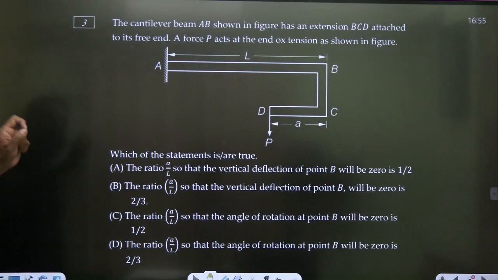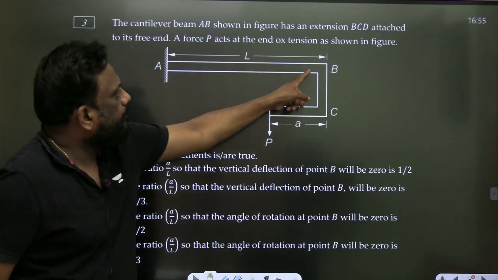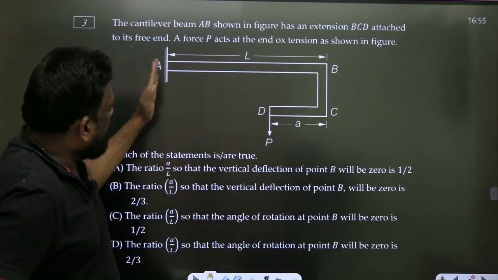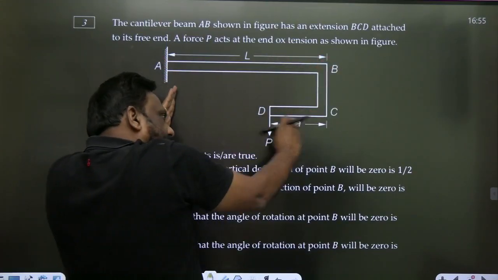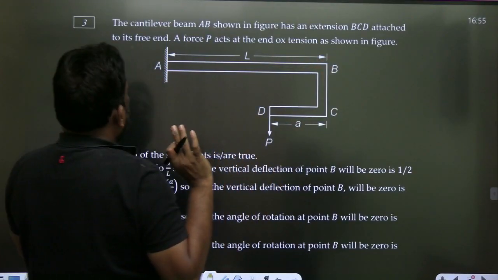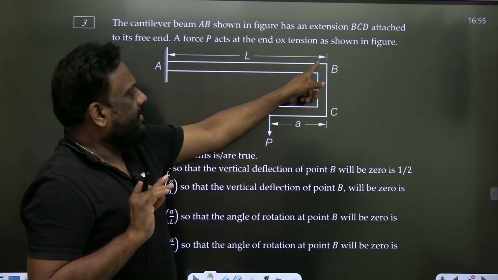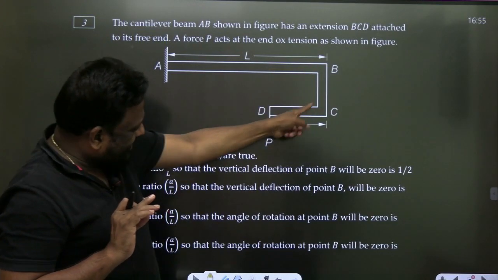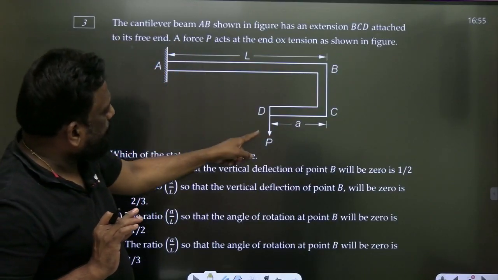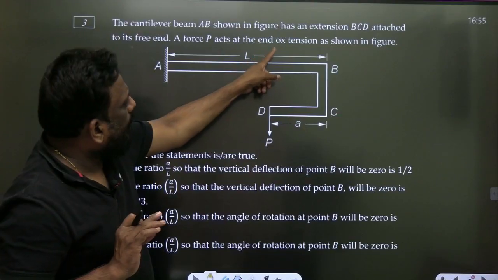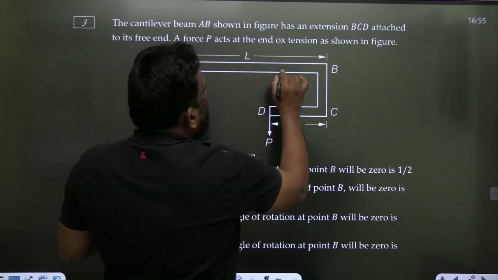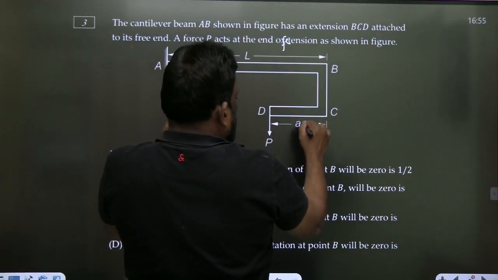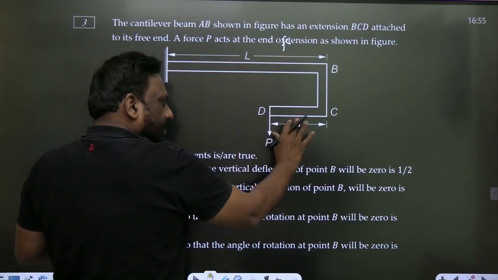The cantilever beam AB has an extension BCD. Actually, this is the cantilever. It has an extension BCD attached to its free end. So to this free end, an extension is attached. A force P acts at the end of the extension, as shown.